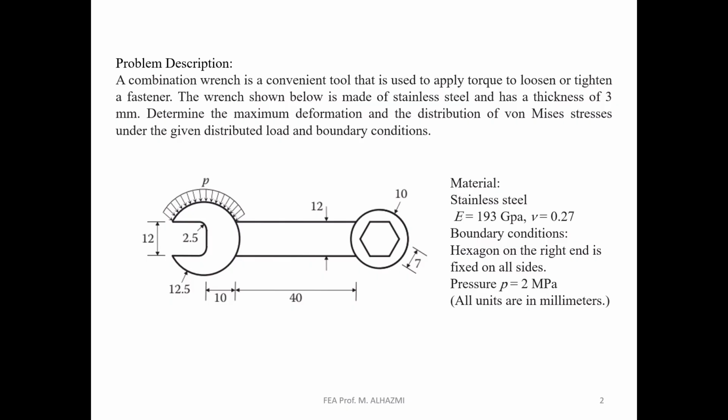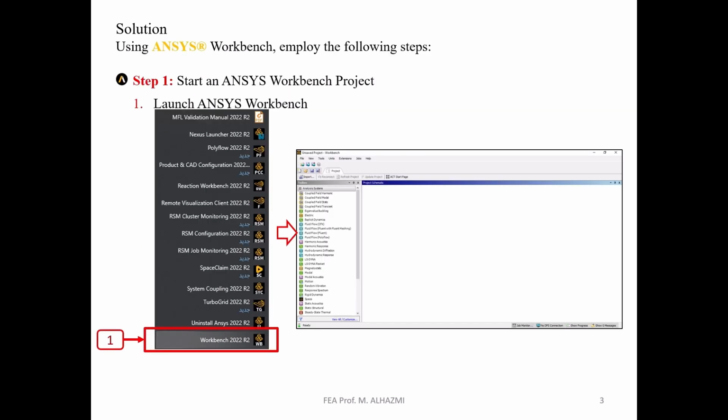Problem description. In this session, we will analyze a stainless steel combination wrench. This tool, with a thickness of 3 mm, is subject to a distributed load. The goal is to determine the maximum deformation and von Mises stress distribution under specified boundary conditions. The hexagon end of the wrench is fully fixed, and a pressure of 2 MPa is applied. All units are in millimeters.